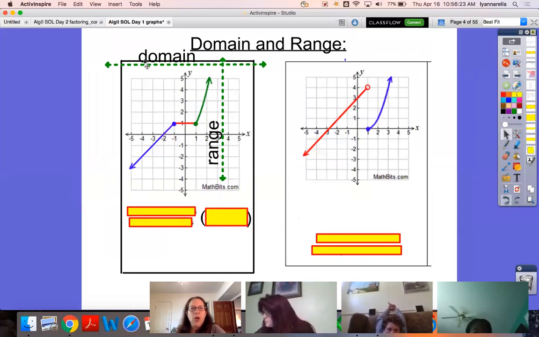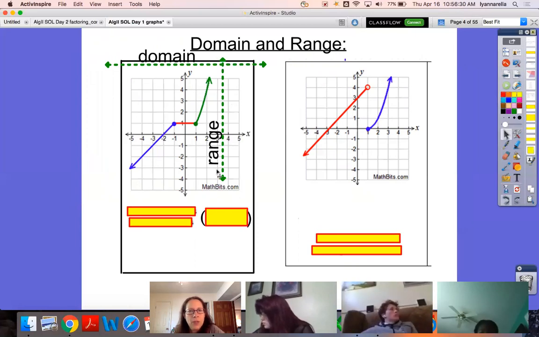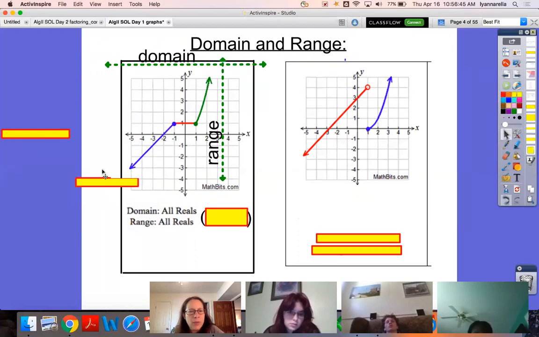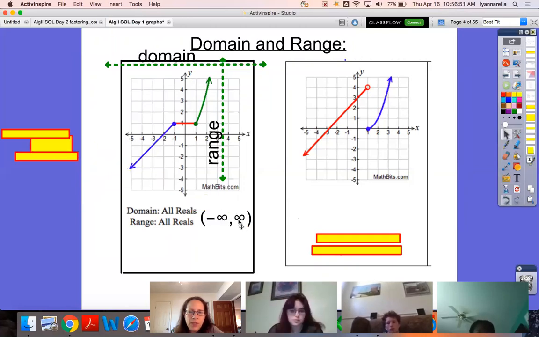Domain and range. Remember, the domain is the x values, so I put that across the top. And the range are the y values, so I made that go up and down the side. In a case like this, they go forever to the left and forever to the right with one flat area in between. So we can say that the domain is all reals. And it also goes forever up and forever down. So we can say the range is all reals. Remember when we use interval notation, we put it in parentheses with negative infinity to positive infinity.